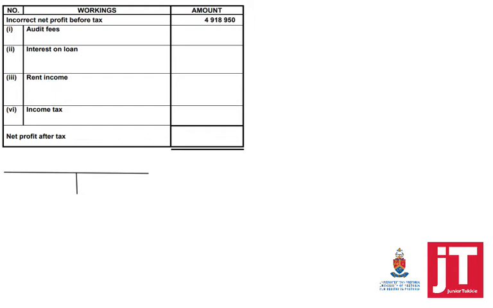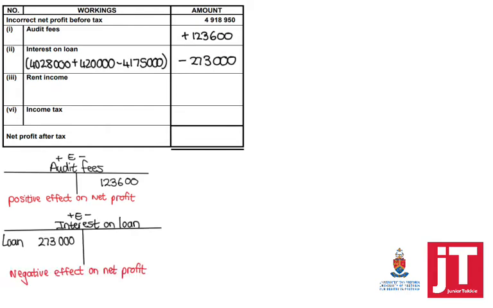The first adjustment we had to complete was for audit fees. This will have a positive effect on the net profit. This is why we need to say plus. Our second adjustment, we needed to calculate the interest on loan. That would have a negative effect on the net profit. This is why it must be shown in brackets. On your answer booklet, make sure that you show your calculations to earn part marks.